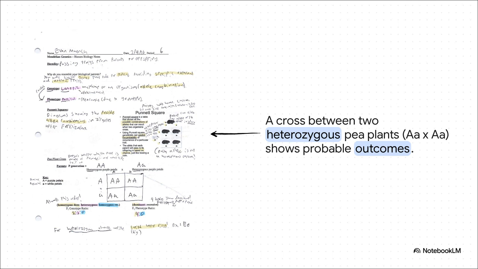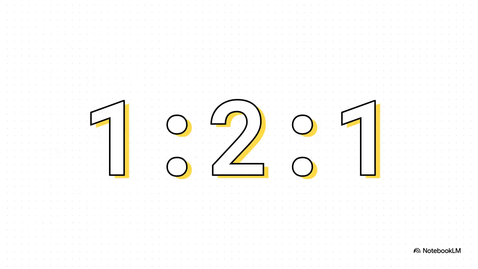So we're crossing two pea plants, and they're both heterozygous, which is just a fancy way of saying they carry one of each allele. So big A is for purple, that's the dominant one, and little a is for white. Now, watch what happens when we fill in the grid. And just like that, a really clear pattern pops out. This is what we call the genotypic ratio, the ratio of the codes. We end up with one big A, two big A little a's, and one little a. See that? A perfect 1 to 2 to 1.